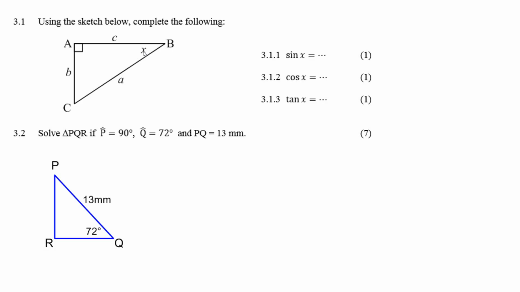You have to think to yourself, SOHCAHTOA. You have to think sine is opposite over hypotenuse, and that's why it's b over a. Cosine is adjacent. C is adjacent, and a is the hypotenuse, so it's c over a. And tangent of x is opposite over adjacent. That's why it's b over c.